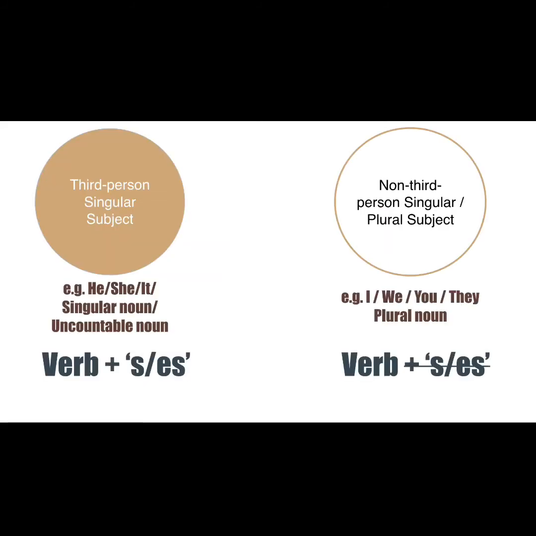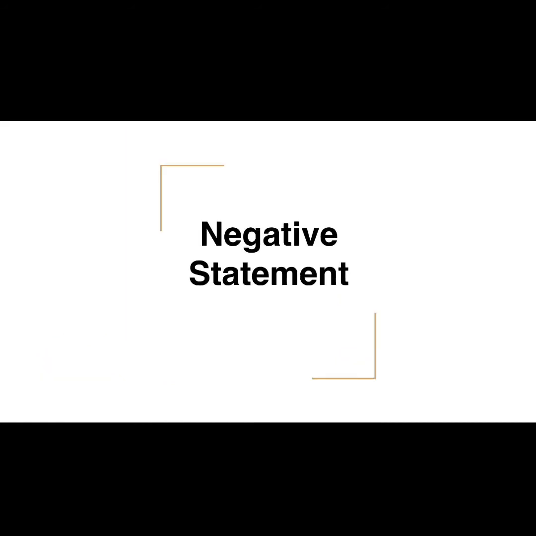In short, if you want to use simple present tense in positive statements that begin with third-person singular subjects, we will add s or es after the verb. And for all other non-third-person singular or plural subjects, we will not add anything after the verb. We will use the base form of the verb. Then what about the negative statement?